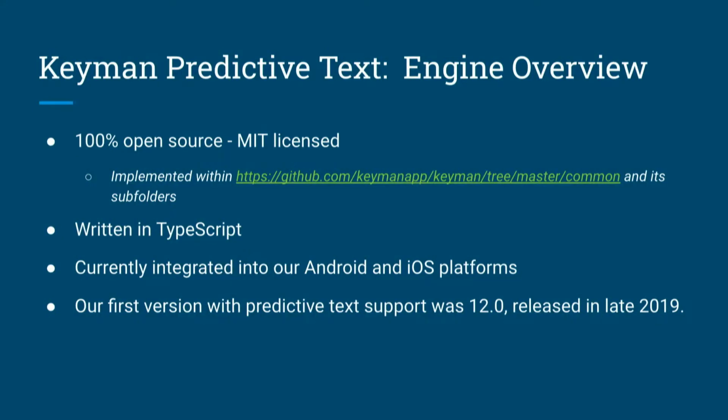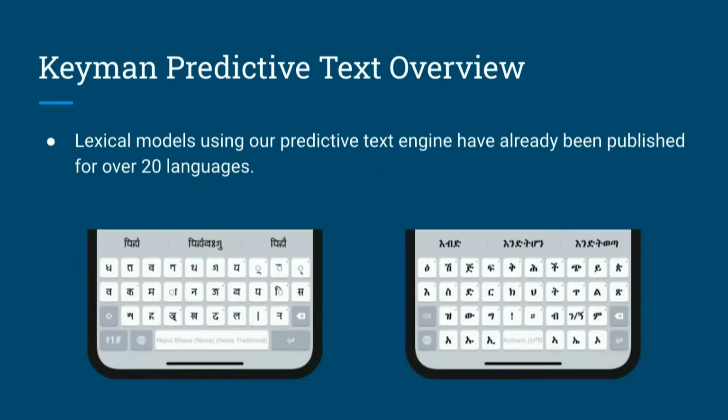We've had this in place since late 2019, so for about 2 years now. Despite being only 2 years old, we already have lexical models that have been submitted for over 20 languages. At last count, we have 24, I believe it was, currently in our repo, and we initially only developed 2. Well, actually, we had a partnership with the National Research Council of Canada who submitted even those 2 as part of the bootstrapping process.